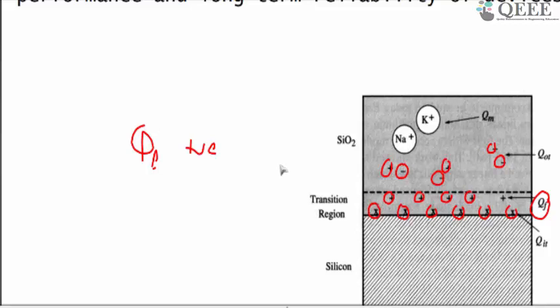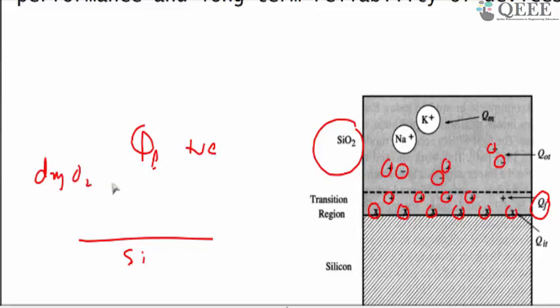First of all, how do you create this layer? You oxidize the silicon. You take silicon here and pass dry oxygen at very high temperature, something like 900 to 1100 C. The silicon reacts with oxygen, consumes some silicon, and converts it to a layer of silicon dioxide. So some of these charges can be created during the oxidation process.